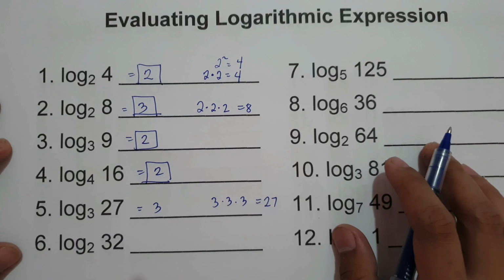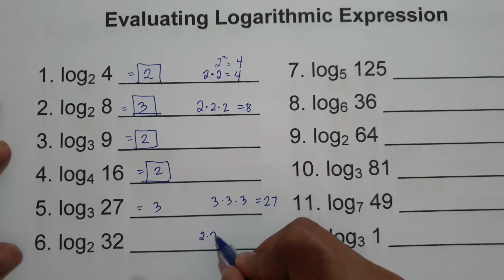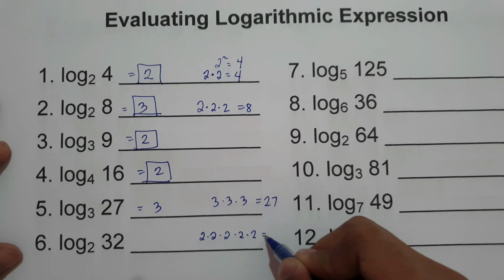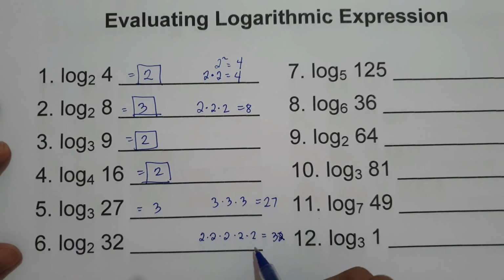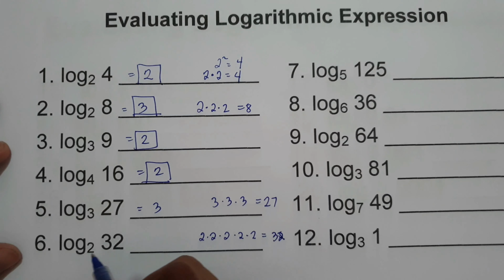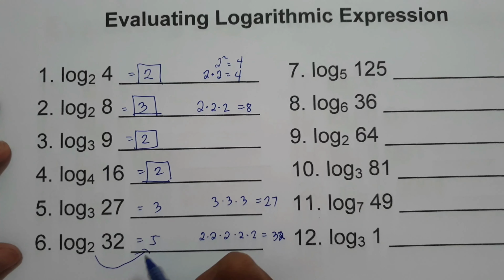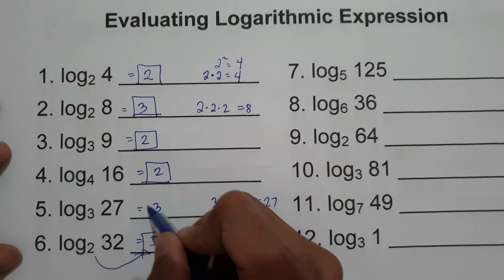What about number 6? Log 32 to the base 2. 2 to what power is 32? So we're going to have 2 times 2 is 4, times 2 is 8, times 2 is 16, times 2 is 32. So we need 5 2's to get 32. Therefore, log 32 to the base 2 is 5, because 2 raised to 5 is 32. So this will be our answer.